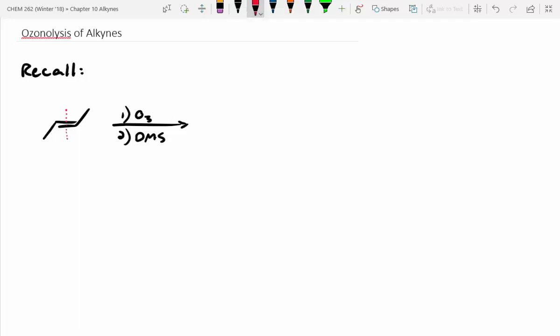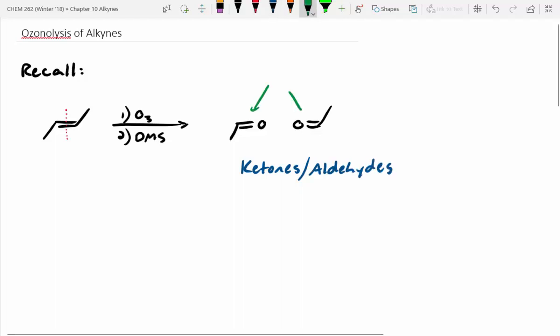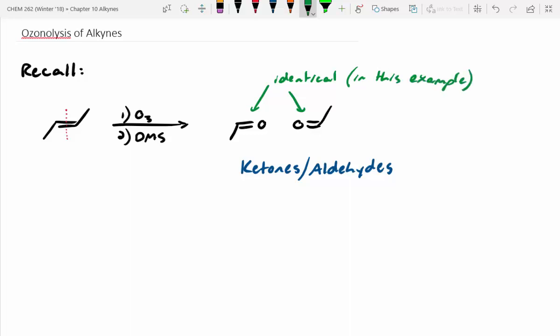What will the product be, or products? Essentially, we can cut this in half, right? So we can say, hey, one half would look like this. The other half would look like that. What's the relationship between these? They're identical, right? So what we can do is we can make ketones or aldehydes. In this example, they're identical, right? So I'll just make a note there. That way we don't always think they're identical.